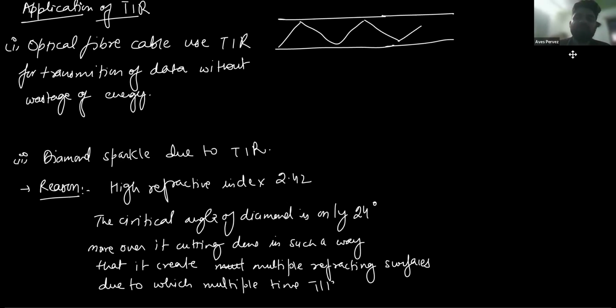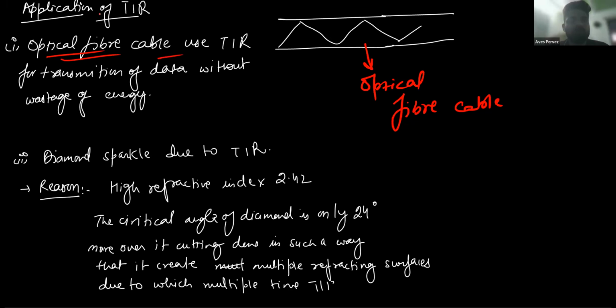Okay, where is TIR used? TIR is used in optical fiber. Okay, optical fiber cable for data transmission without wastage of energy.